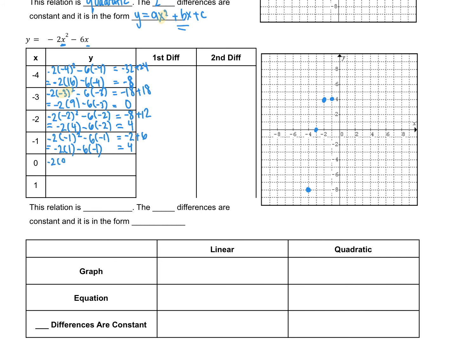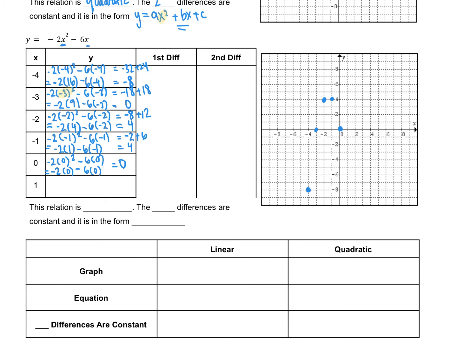and then -2 times 0 squared, subtract 6 times 0. Well, 0 times anything is 0, so everything's going to disappear, and you'll see that in a second. So 0 squared is 0. And then if I do -2 times 0 or -6 times 0, it's just 0. So that's always a good one to do in your table.